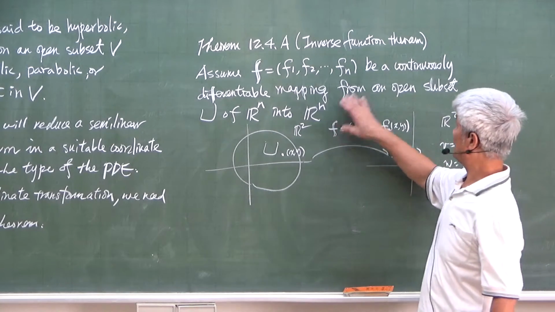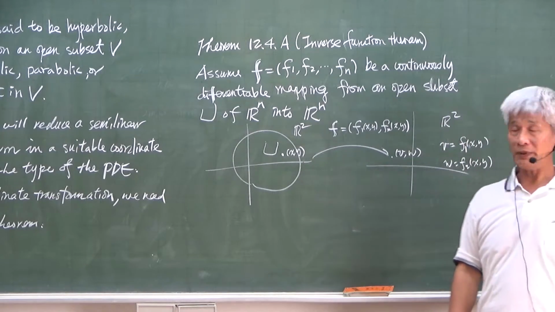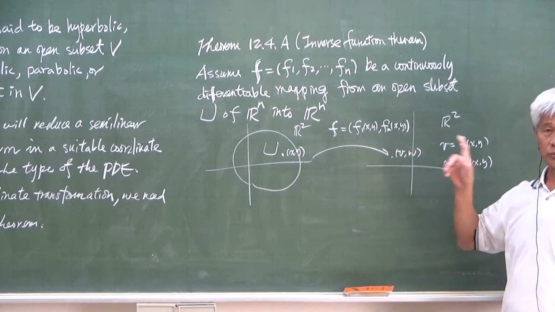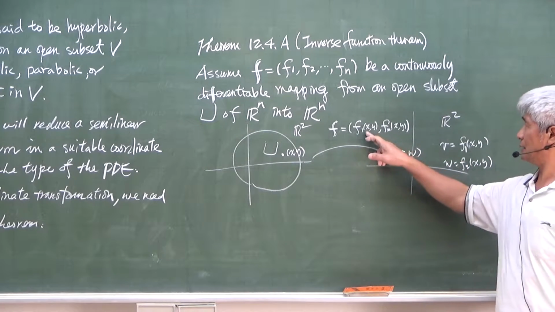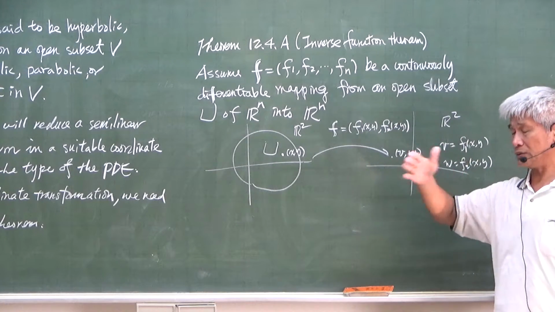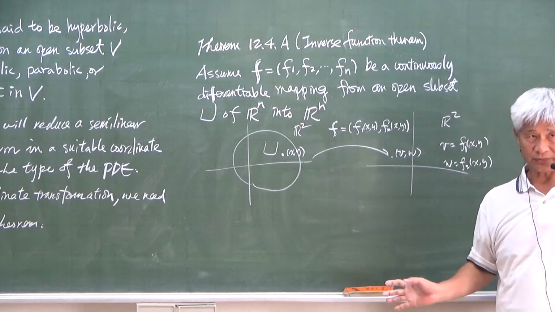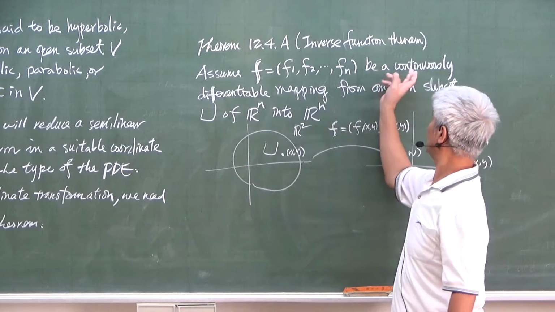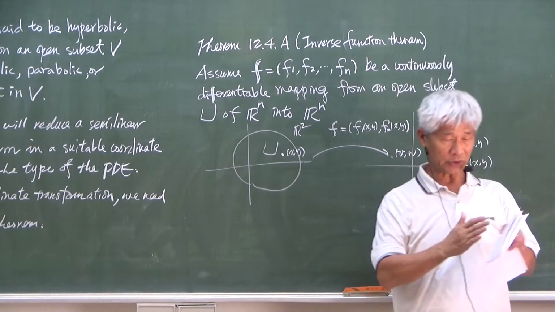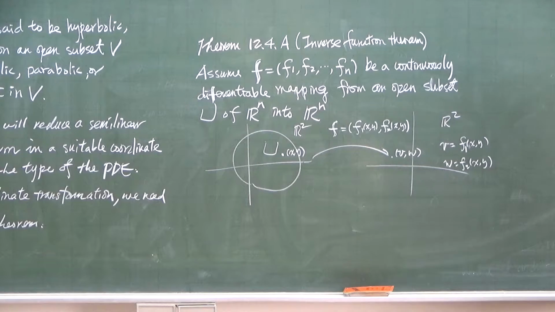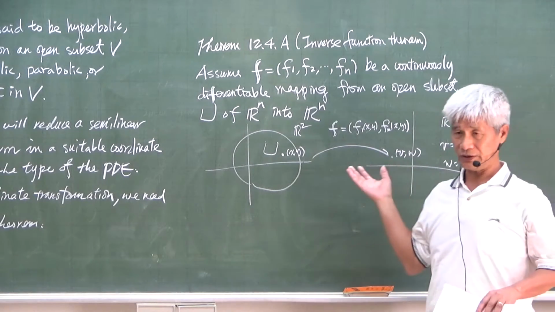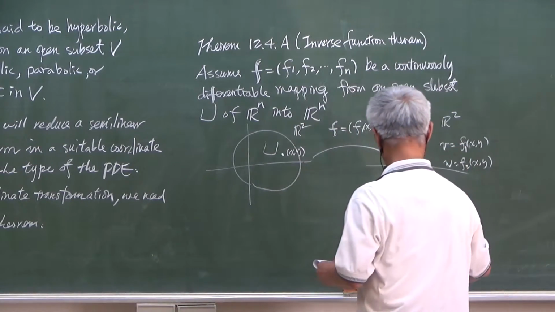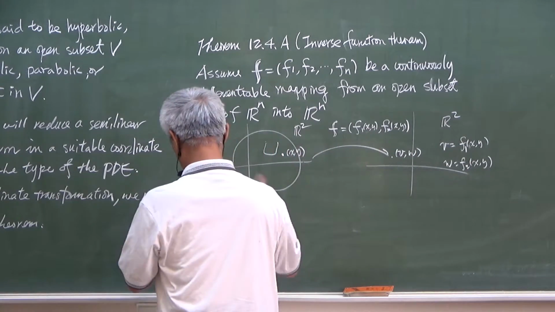And we assume this mapping is continuously differentiable. Means what? Means that the partial derivatives of f1 and f2 with respect to x, y, etc., x1, x2, etc., are all continuous functions. Okay? They are all continuous. So this is the meaning of continuously differentiable. So all the first order partial derivatives are continuous functions. Okay, so this is the setting.